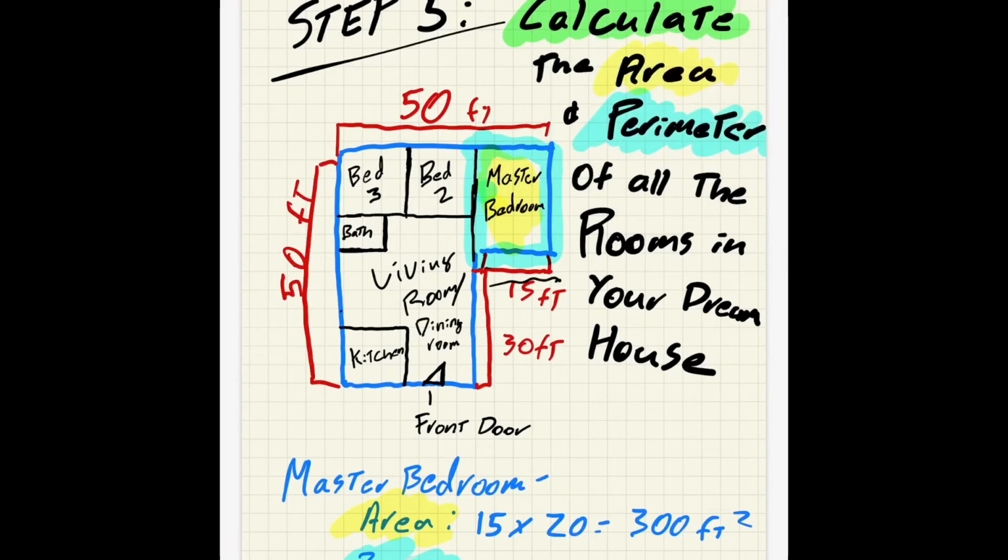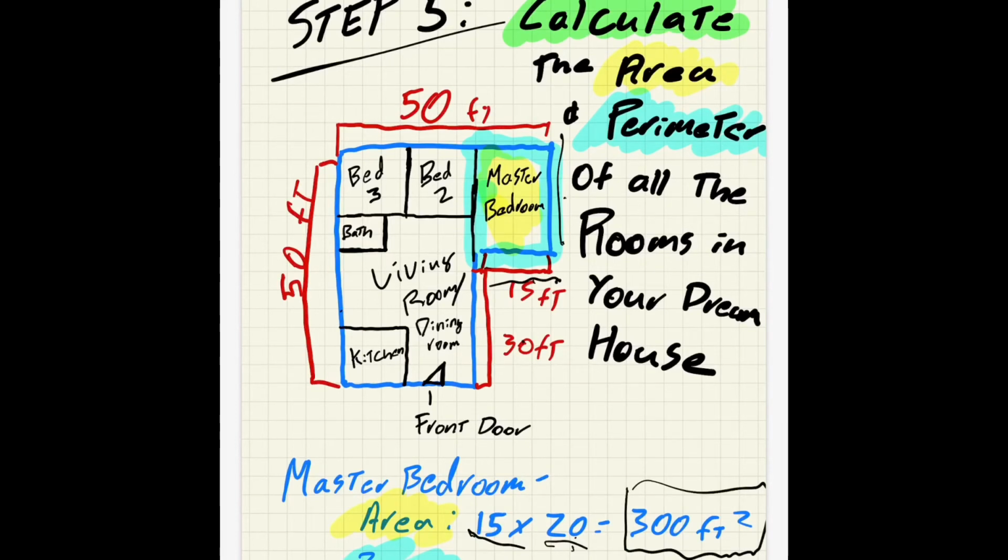15 feet by 50 minus 30, 20 feet. So it's 15 by 20. So my area formula, I multiply my length times my width, 15 times 20, gives me a total area for my master bedroom of 300 square feet.